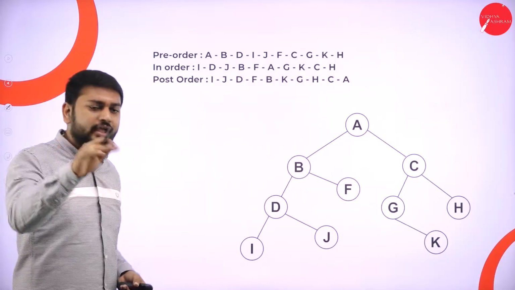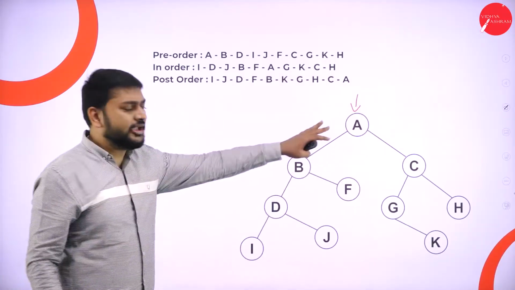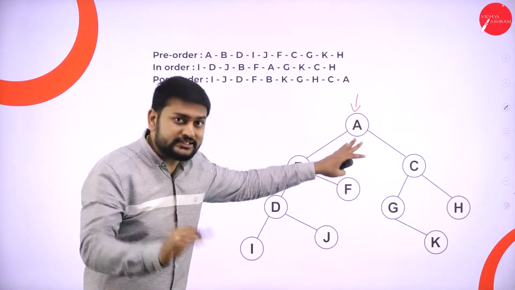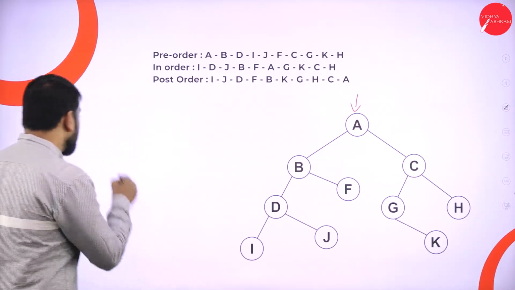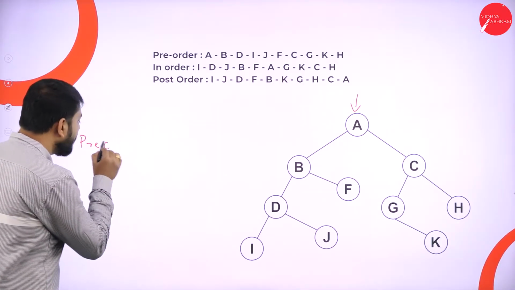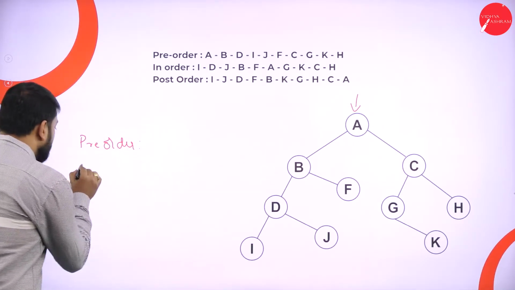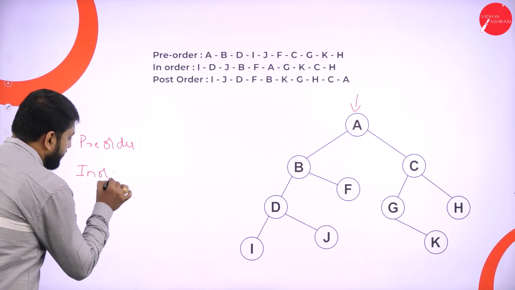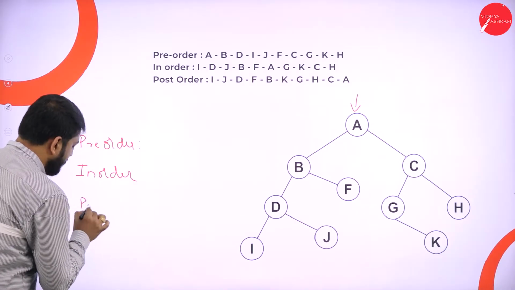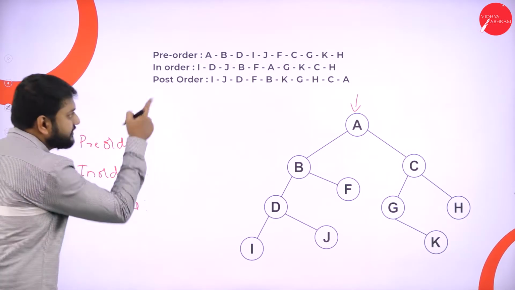Very simple. Let me show you how exactly it happens. Let me start with the root node. Am I coming to this node for the first time? Yes, I'm coming to this for the first time. So let me just write here: pre-order, in order, and then post order. I will match the answer later.